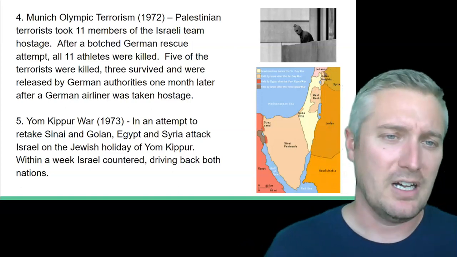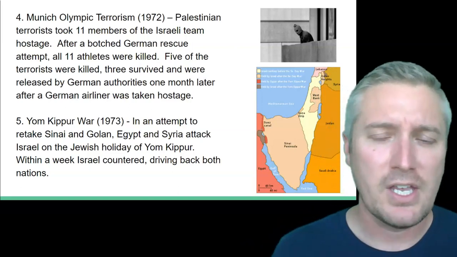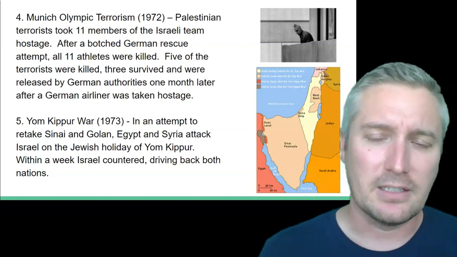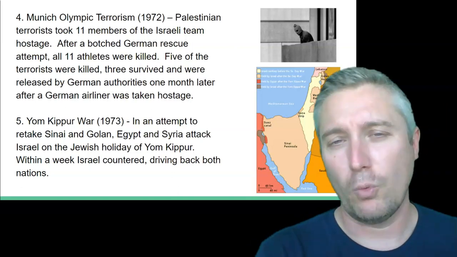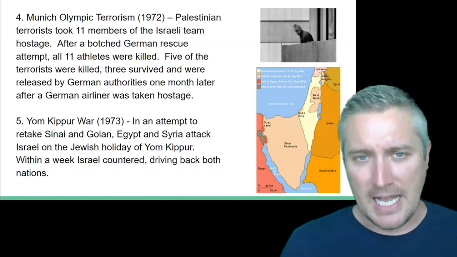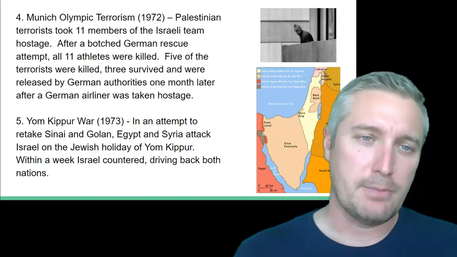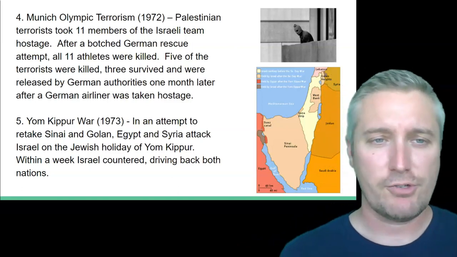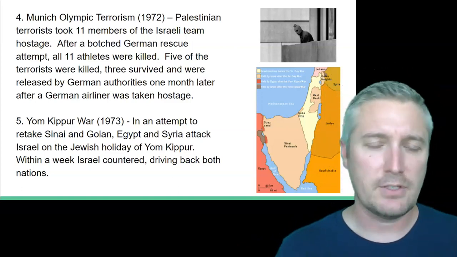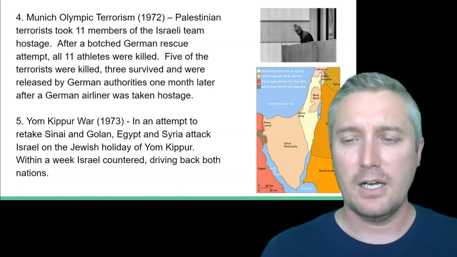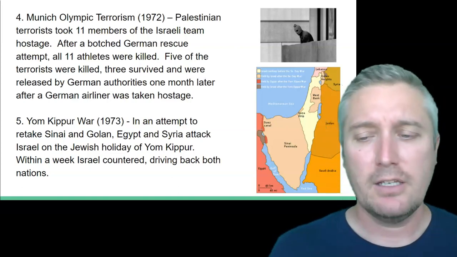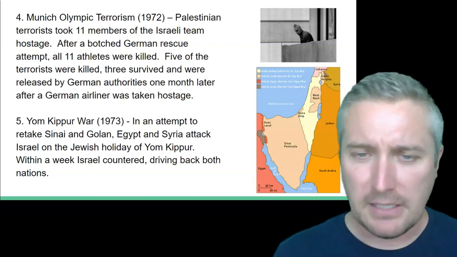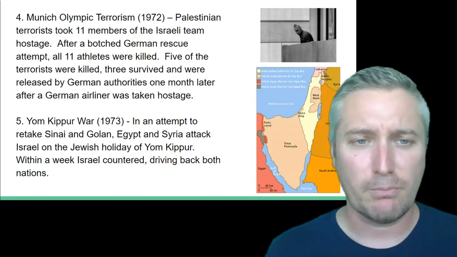terms of just terrible events, in 1972, the Olympics had returned to Germany for the first time since World War II. It was at those Olympics that were being held in Munich that Palestinian terrorists took hostage 11 members of the Israeli sports teams, and they held them there demanding Palestinian independence. They demanded people be released from prison.